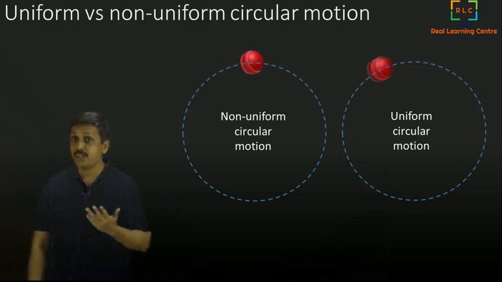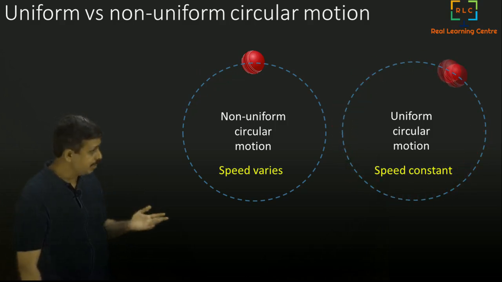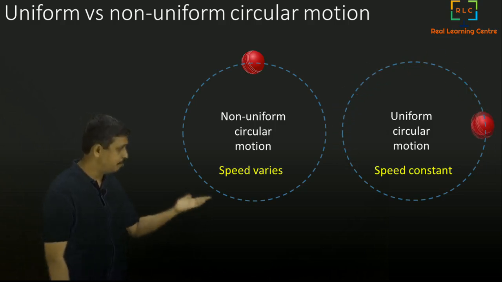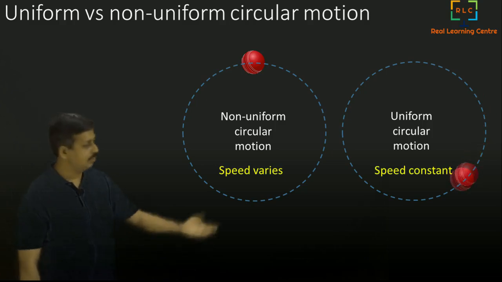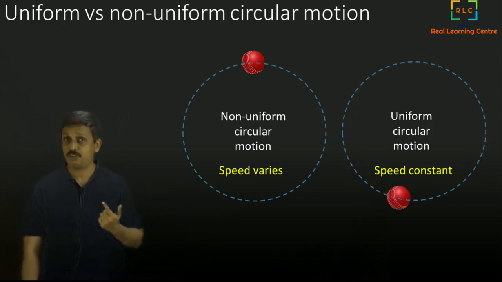But it need not be so. The speed of the ball can be increasing. Ultimately, if the speed changes, if it varies, we call it non-uniform circular motion. And if the speed doesn't vary, if it is constant, we call it uniform circular motion.